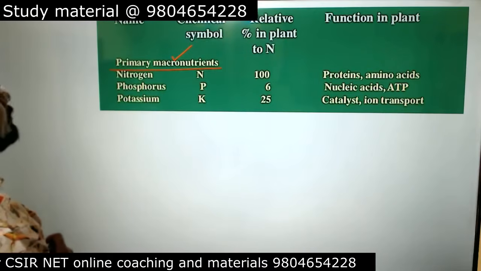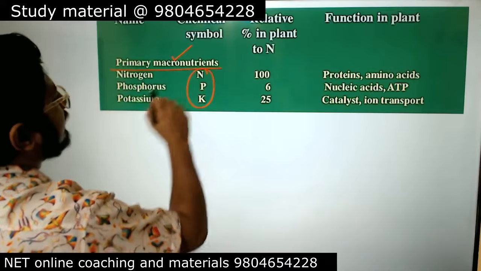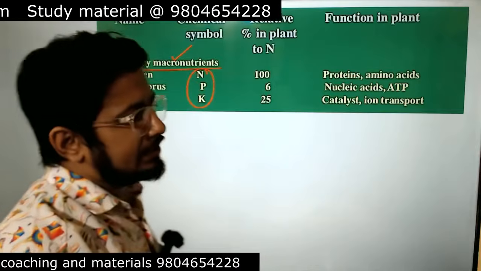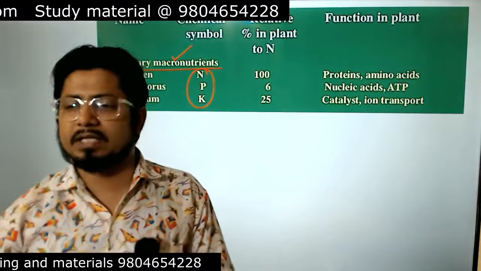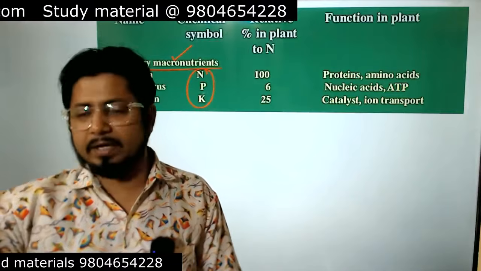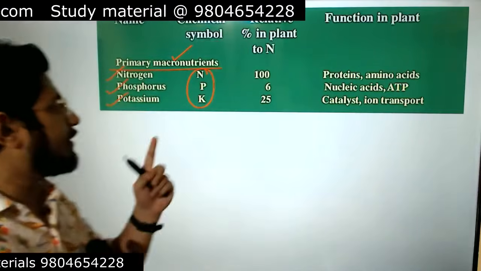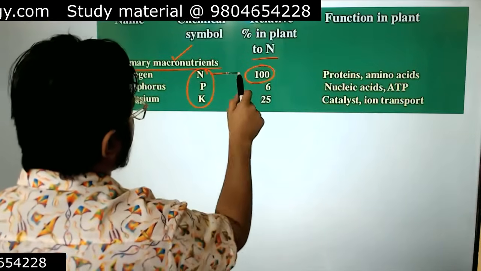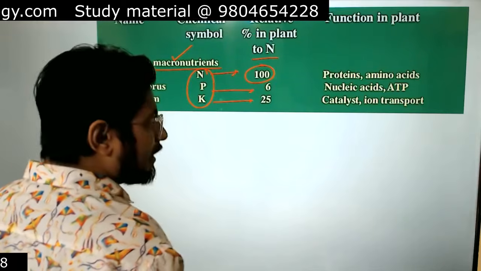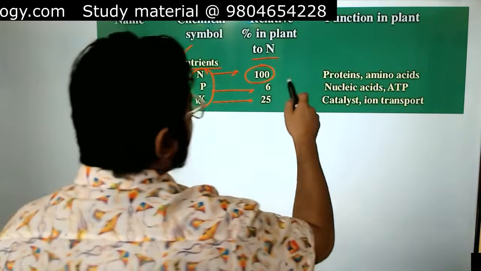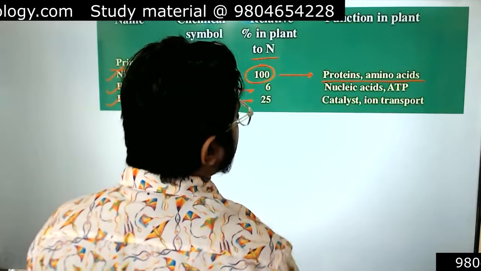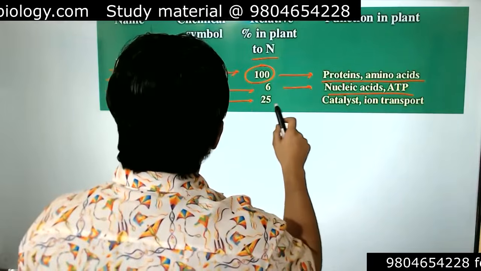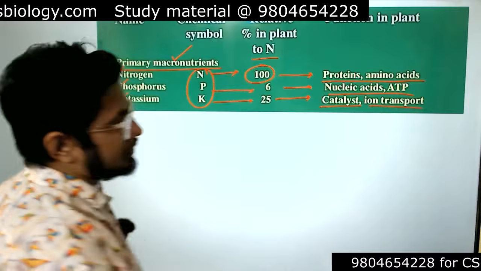So the primary macronutrients are three different types: N, P, and K. Nitrogen, phosphorus, potassium. N, P, K. And generally, nowadays this is produced as a mixture of NPK. We call them different names, but the NPK is present in a particular ratio. In this case, the percentage in the plant: nitrogen is known as 100%, phosphorus 6%, potassium 25%. What is the function? Nitrogen is needed for protein and amino acid synthesis, phosphorus is needed for nucleic acid and ATP synthesis, and potassium for catalyst and ion transport.